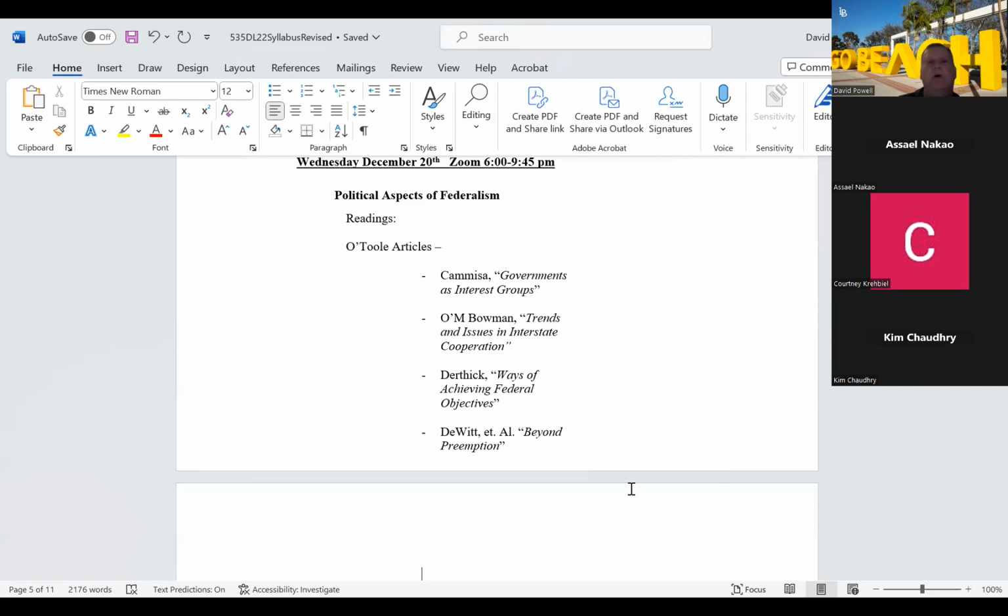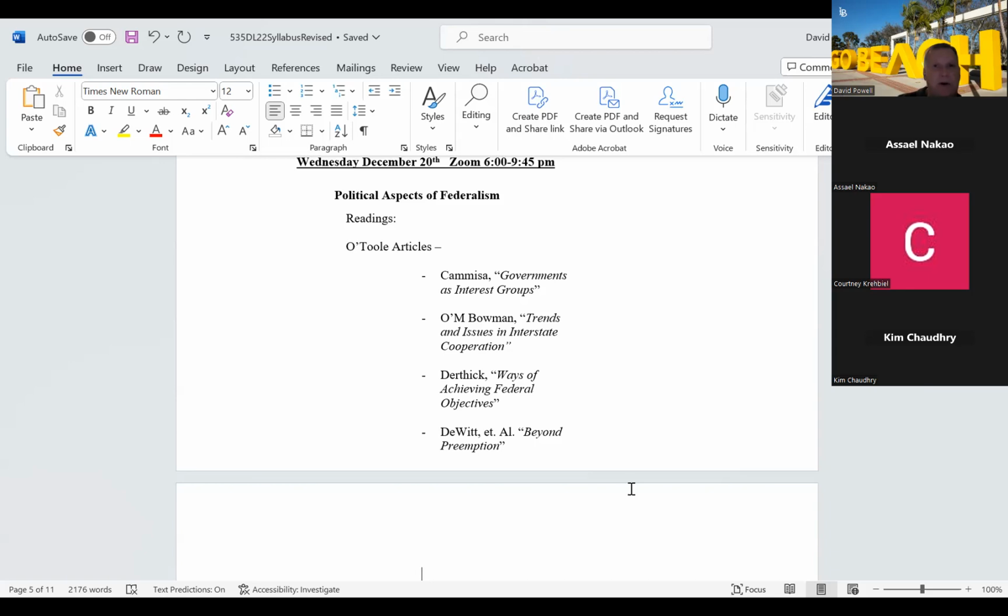The Camissa article looks at governments as interest groups and how governments lobby Congress for redress of their grievances, and some of the differences between a public interest group and a more traditional interest group. The Ann Ohm Bowman article, Trends and Issues in Intergovernmental Interstate Cooperation, looks at different approaches to how states can cooperate with each other, and oftentimes cooperate to try and push back on federal influence and federal domination.